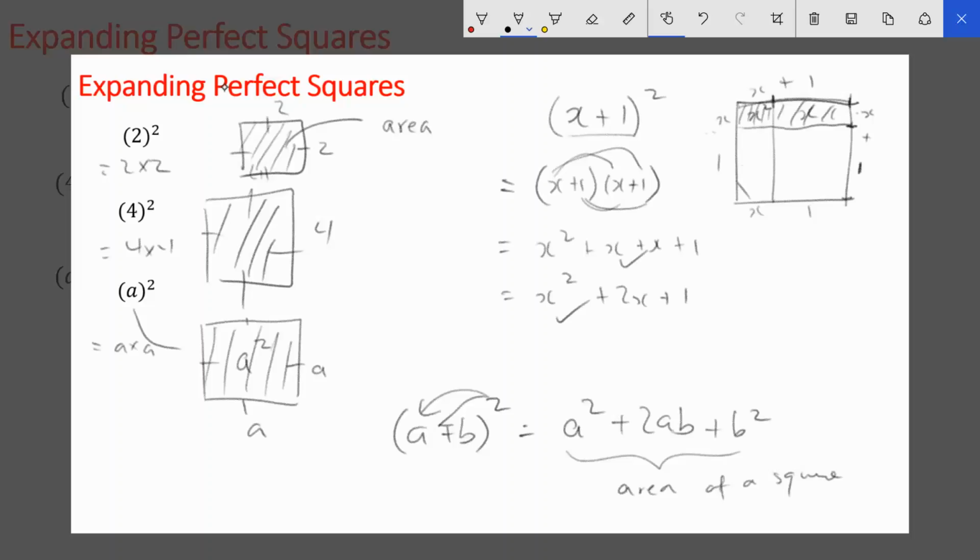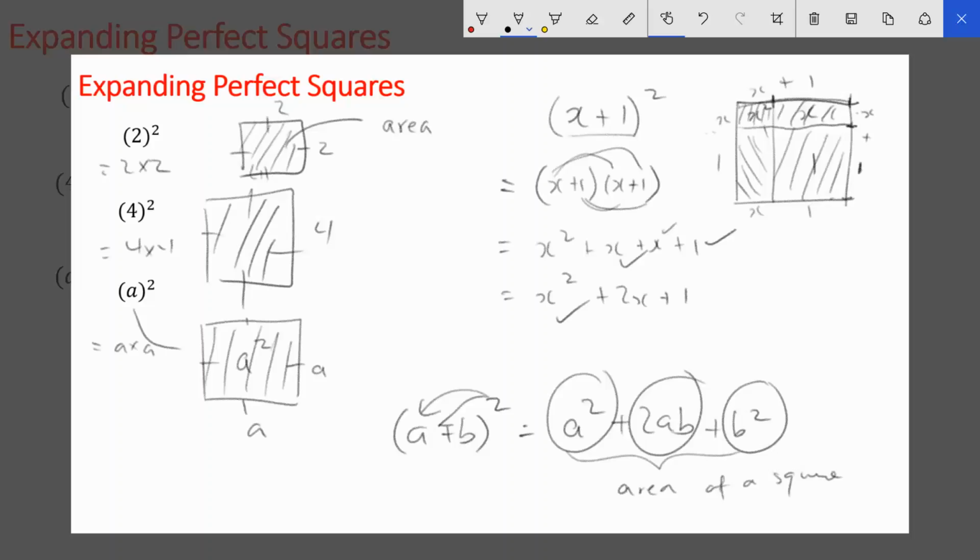And then you do x times 1, which is, you also get the area of that. And then 1 times 1 finally gives you the area there, which is 1. So this is what you're really doing. When you write a squared plus 2ab plus b squared, you're really just writing the components of a full square, of a perfect square. That's why it's called the expansion formula for a perfect square.